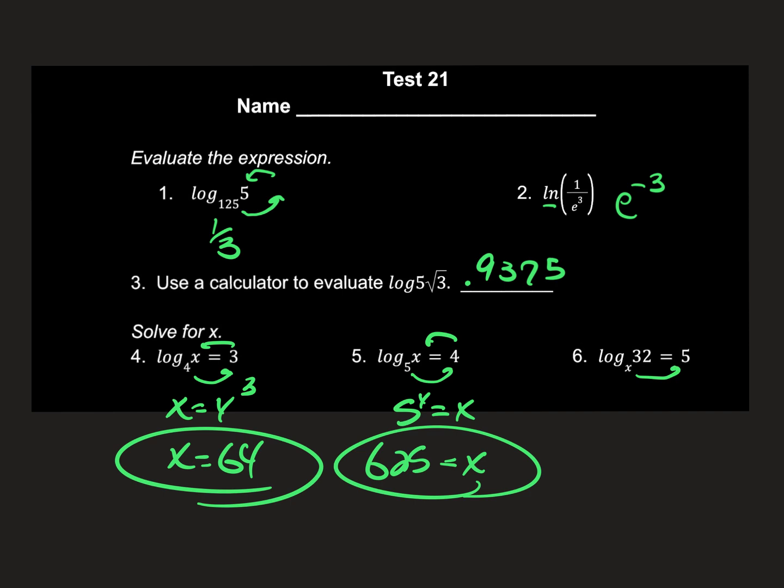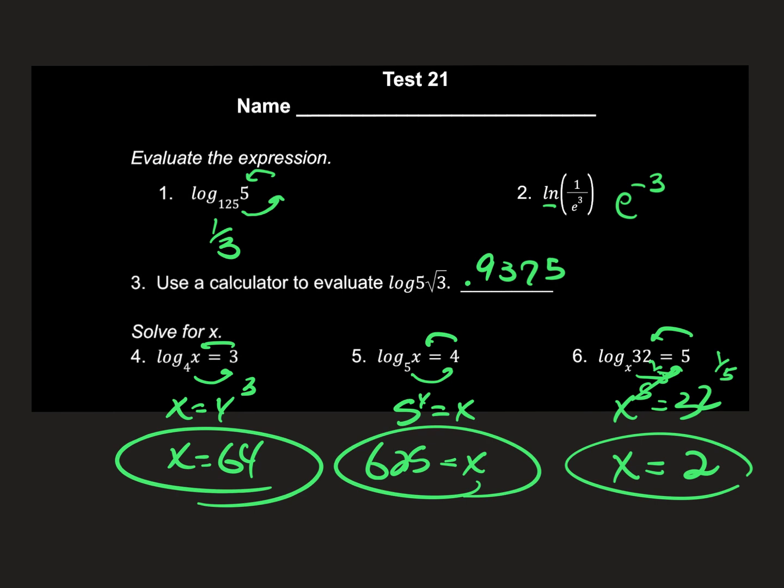Number 6, x to the 5th power is 32. The way you solve that is you take the 5th root of both sides. The 5th root of 32 is 2. You can also do it this way if you wanted to. Because the exponent is 5, you could raise both sides to the 1/5 power, and that exponent would just cancel there. Remember, 1/5 power, bottom is the root, top is the power. Same thing as taking the 5th root.